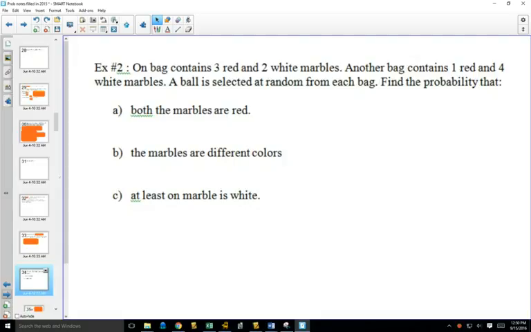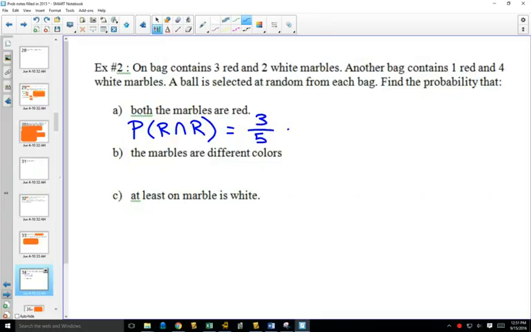One bag contains 3 red and 2 white, the other 1 red and 4 white. What is the probability that both are red? So our notation, we want to find the probability of red and red. Are these independent or not? Pulling out of one bag, does that affect your chances in the second bag? No. So bag number 1, chance of getting red, 3 out of 5. Bag number 2, chance of getting red, 1 out of 5. And so total chances of getting both red, 3 out of 25.